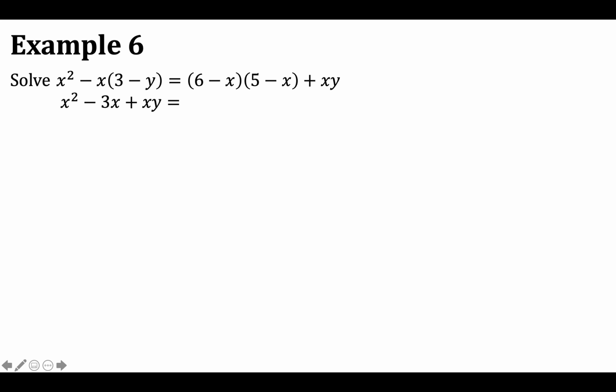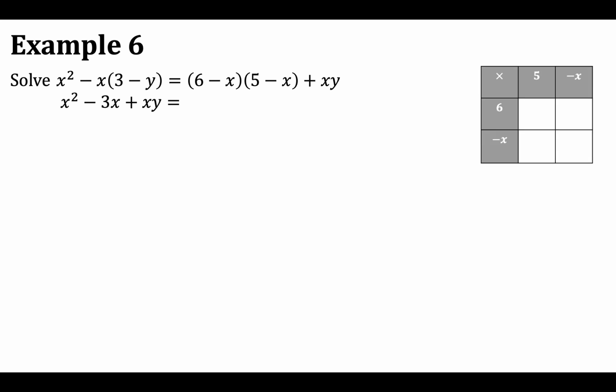On the right hand side of the equation, I've got a pair of brackets here, so I can use my area model to expand those. So that will give me 30, -6x, -5x, and +x squared. Putting this onto my right hand side of my equation, I'm going to get x squared minus 11x plus 30 plus xy, which was existing on the right hand side. So I need to remember that. Again, like I said earlier, it's easily forgotten, but then your answer would be wrong.